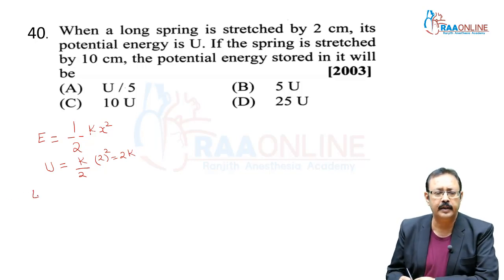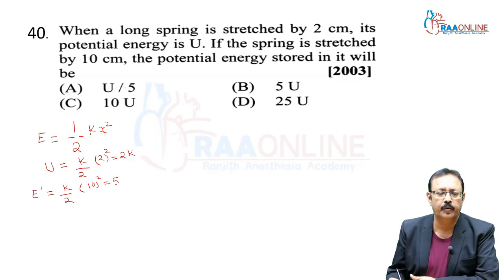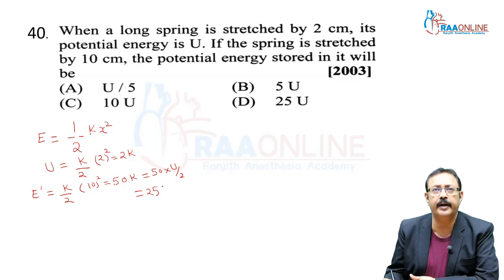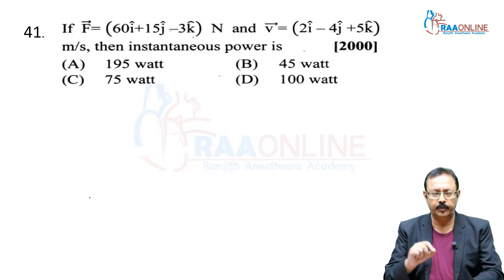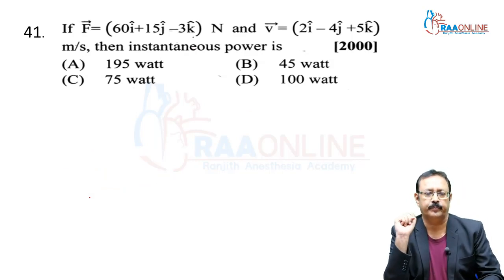Now I stretch the spring by 10 centimeter. So new energy, spring is same, K is same. Half K x square. So new energy is 100 by 2, 50 K. What is K? K is U by 2. Means 50 into U by 2. So new energy should be 25 U. What we are getting? 25 U. New energy is 25 U.